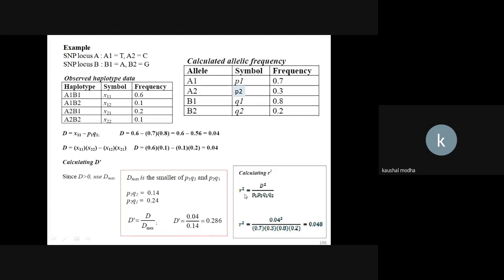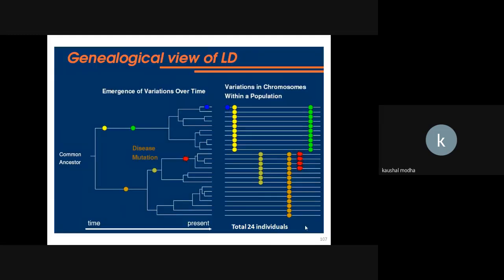Now we can calculate R square, which is D square divided by the frequencies of all 4 alleles under consideration. R square is equal to 0.04, the D value. Remember that for calculation of R square, we utilize the D value, not the normalized one. 0.04 square divided by the multiplication of all these frequencies is 0.048. So this is how D, LD values and R square values are calculated.